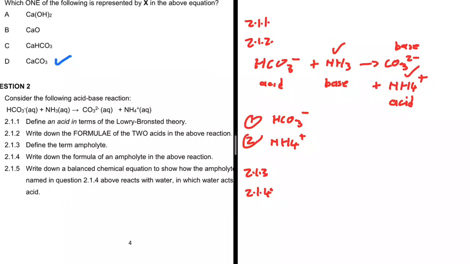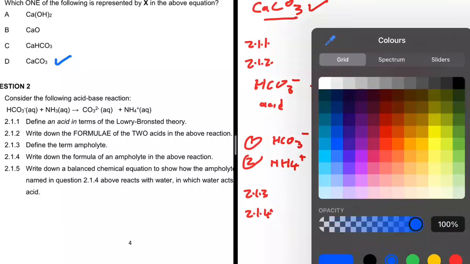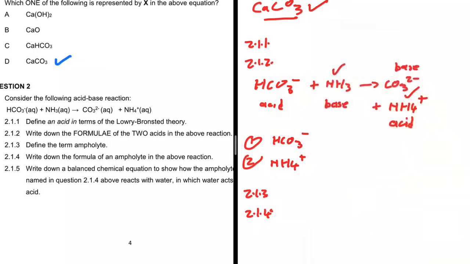So let's go ahead and take a look and see what is happening. What is our ampholyte? Let's take a look at the reaction that we have. So we have HCO3 minus and NH3. NH3 is a base, and then NH4 plus is an acid.